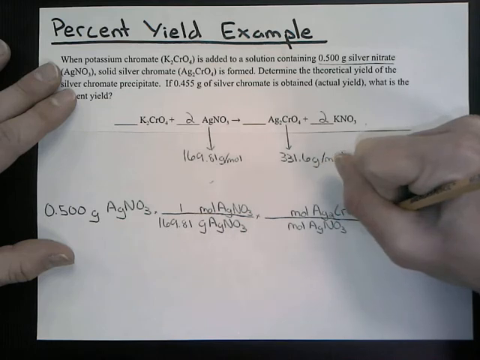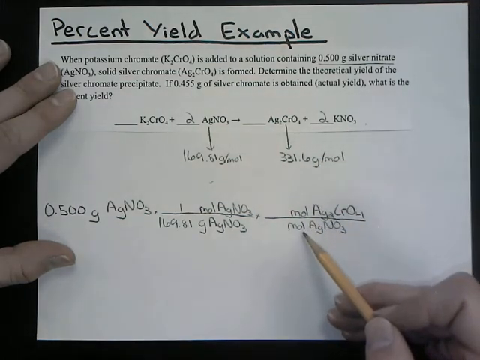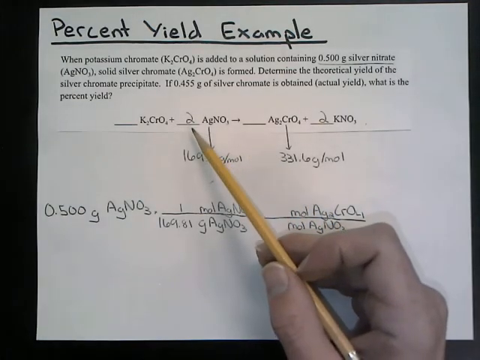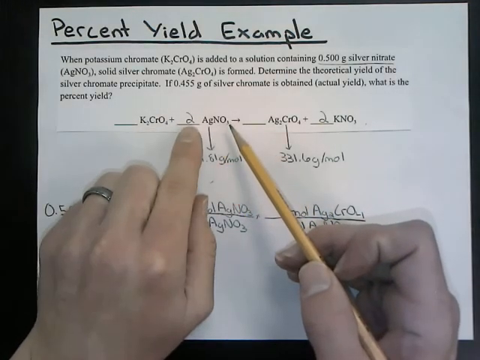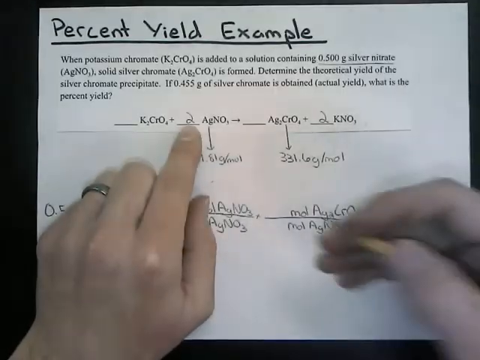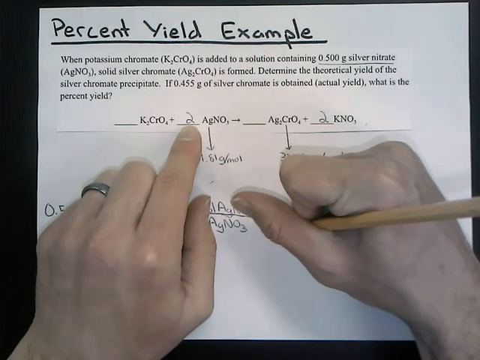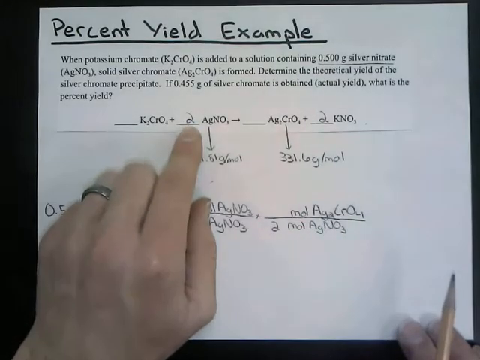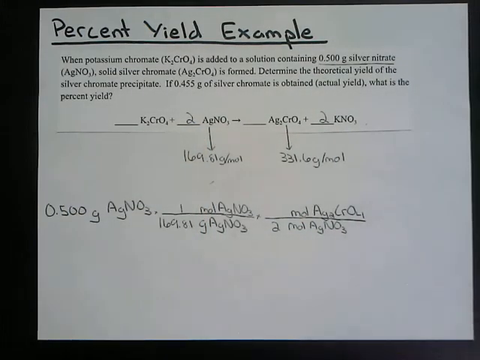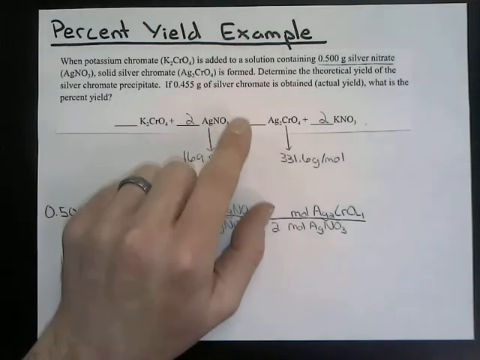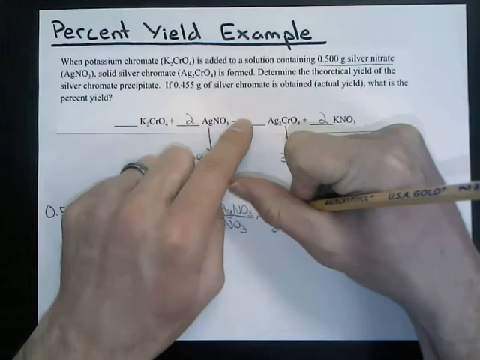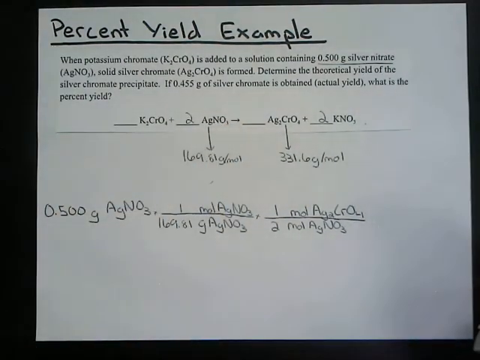So we have Ag2CrO4. And now, mole over mole, we turn to our balanced chemical equation. So right here, in front of AgNO3, I have a coefficient of 2. That means in my mole to mole ratio with AgNO3, I put a 2 because it matches that balanced chemical equation coefficient of 2. Now, over here for Ag2CrO4, the coefficient is 1. So that means in my ratio, I put a coefficient of 1.